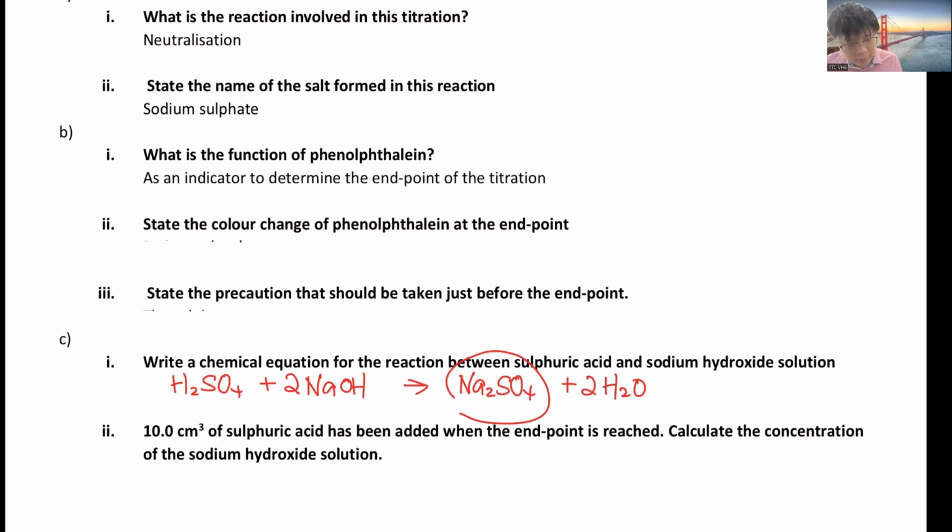What's the function of phenolphthalein? To know the endpoint. What is the endpoint? The endpoint means the last drop added, then neutralization occurs. The color change will be pink to colorless. So you need to add slowly, drop by drop, to get very accurate results.